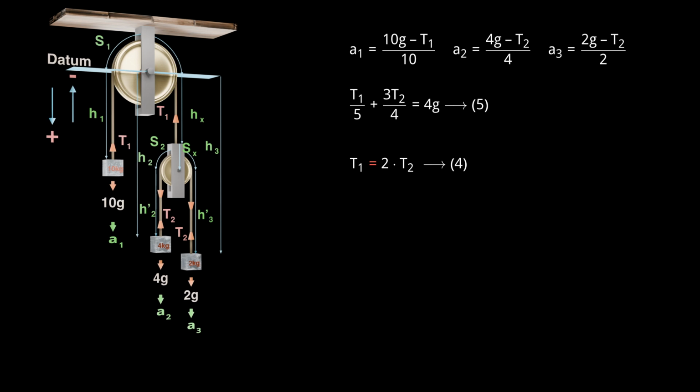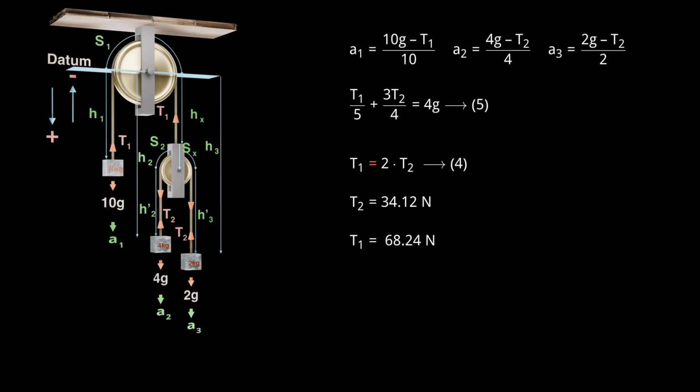Since T1 is known to be twice T2, based on the relationship derived from the movable pulley system, we can substitute this relationship into the equation. This substitution simplifies the equation, allowing us to solve for the value of T2. From the calculations, T2 is determined to be 34.12 newtons. Once T2 is determined, T1 can be calculated as twice T2. This gives T1 as 68.24 newtons.